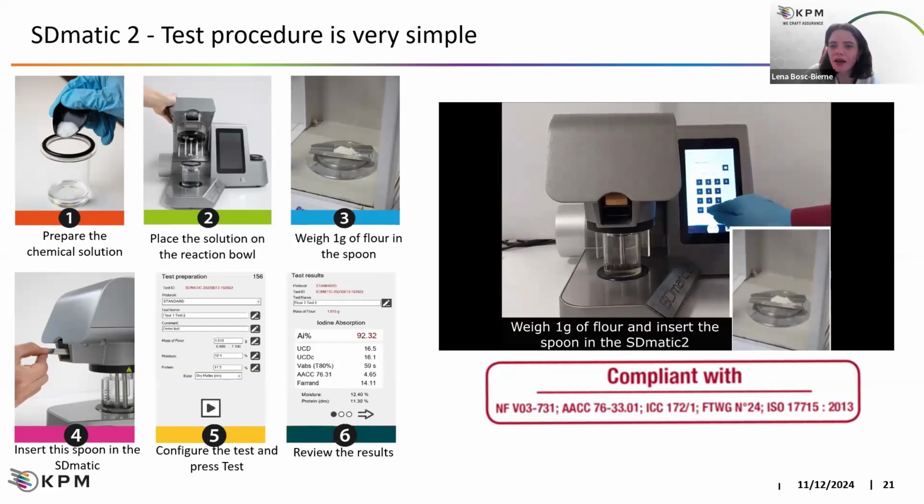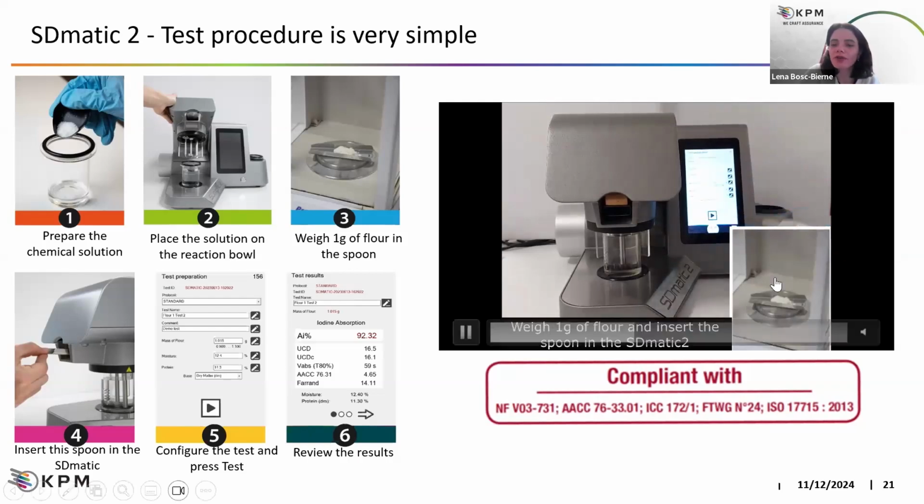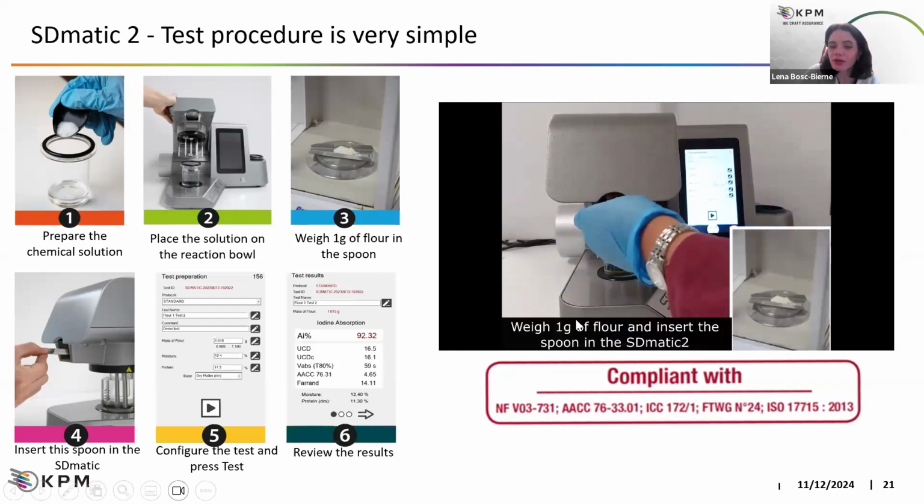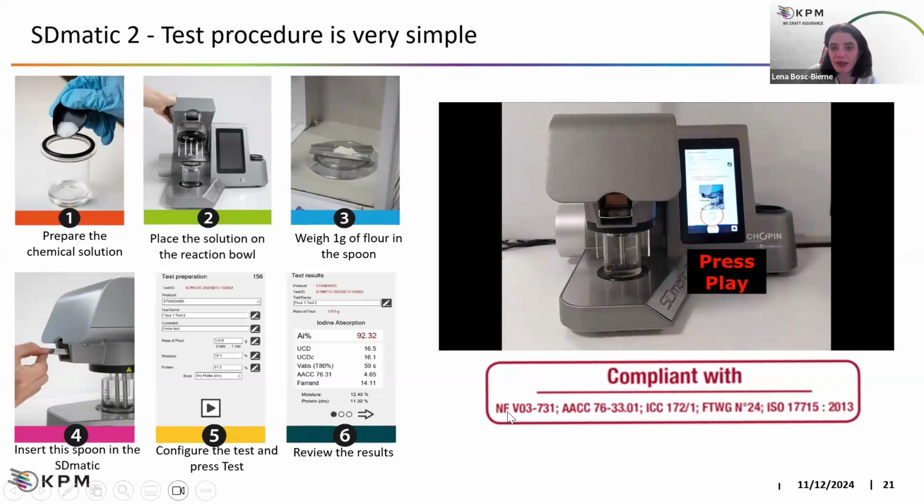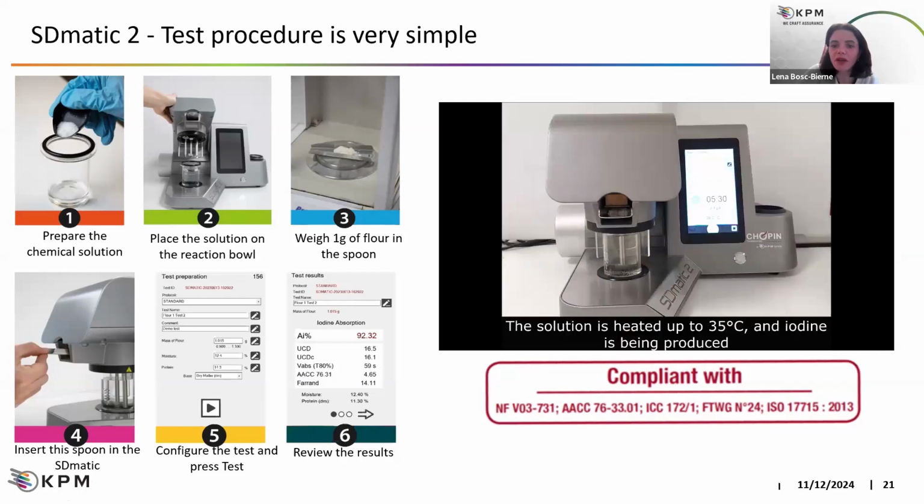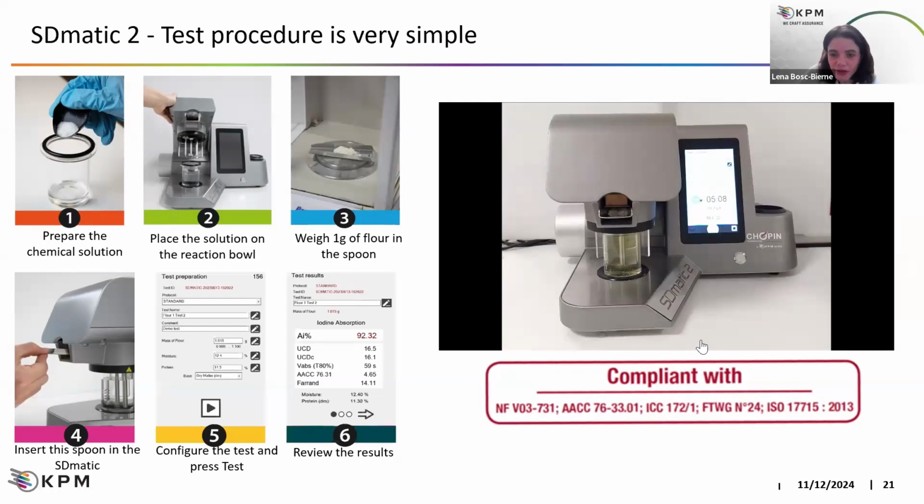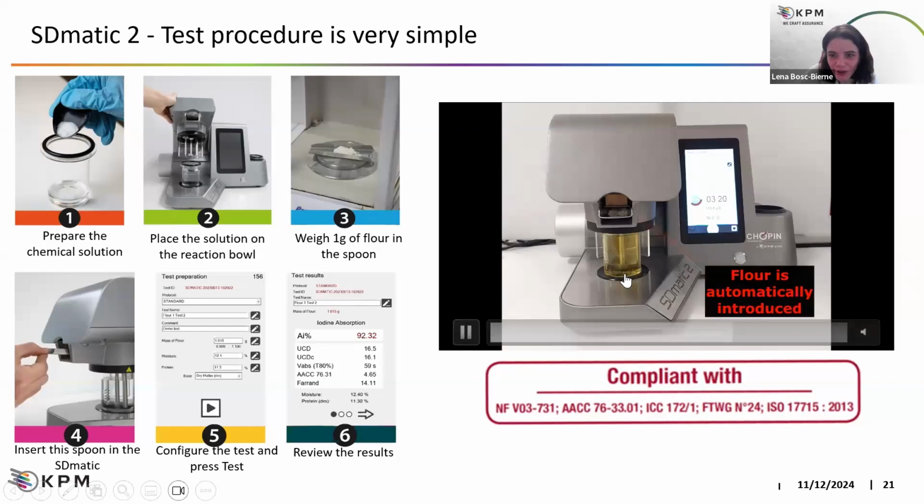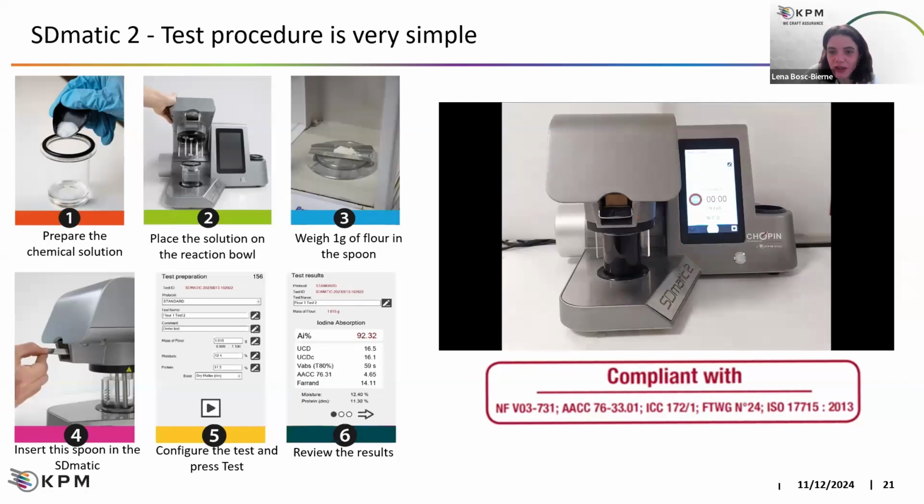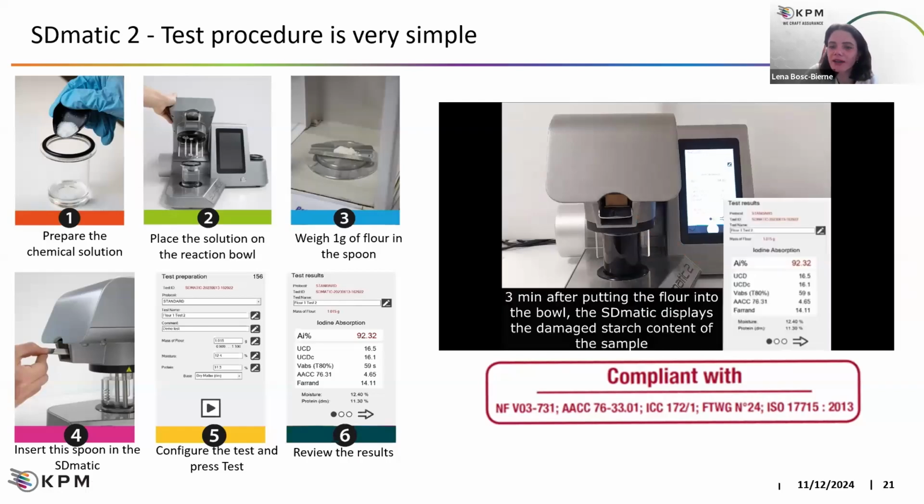So this is not a lot, very nice for not a lot of product. Once it is done, you introduce the flour in the SDmatic 2 and you press play. And the rest of the test is automatic. It should last 15 minutes approximately. Time for the solution to be heated up to 35 degrees. At this point, iodine is being produced. So you can see here the solution turning yellow on the screen. Very nice yellow. Once the iodine has been produced, the flour is automatically introduced and you can see the solution turning dark purple, black. And 3 minutes after the introduction, we can see the result displayed on the screen.